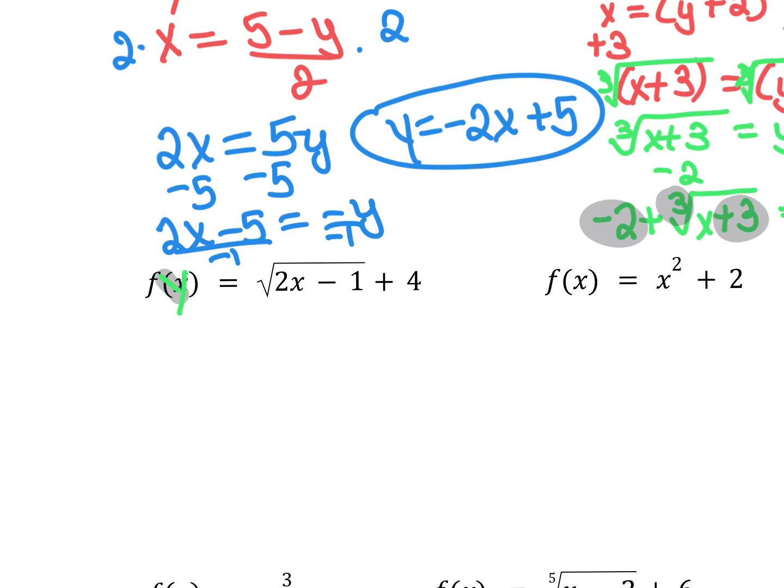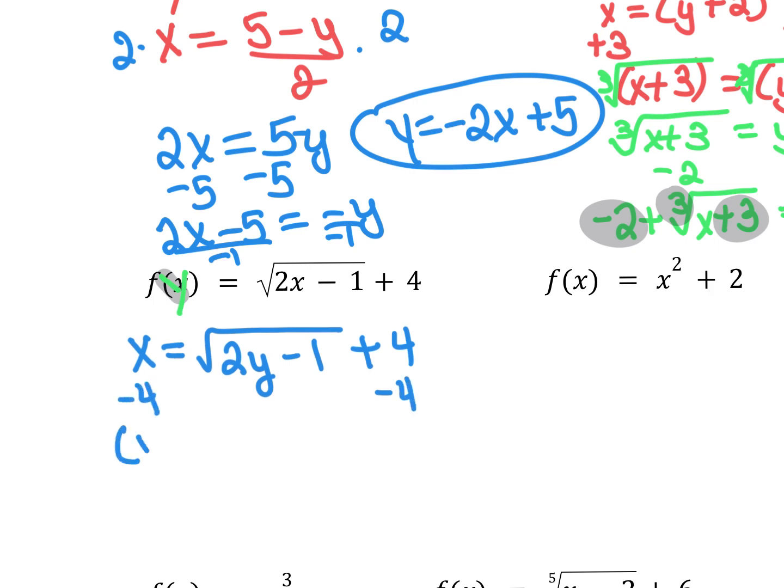So we're going to flip-flop our x and our y. So now we are going to have x equals the square root of 2y minus 1 plus 4. Okay, so we need to get that square root by itself, so I'm going to subtract 4 from both sides. And again, I am going to go ahead and group this x minus 4 together. And I have the square root of 2y minus 1. Okay, then I need to get y by itself, so I'm going to square both sides.